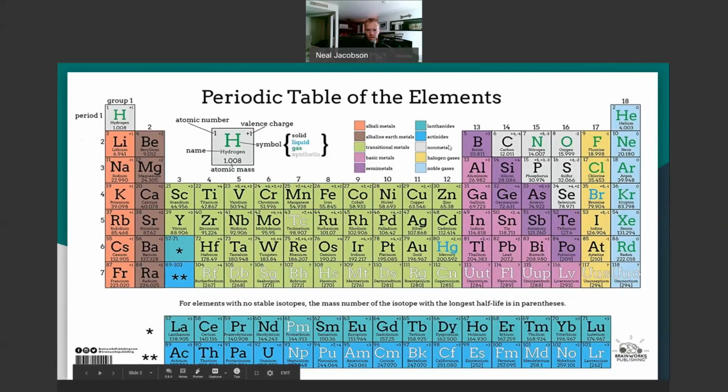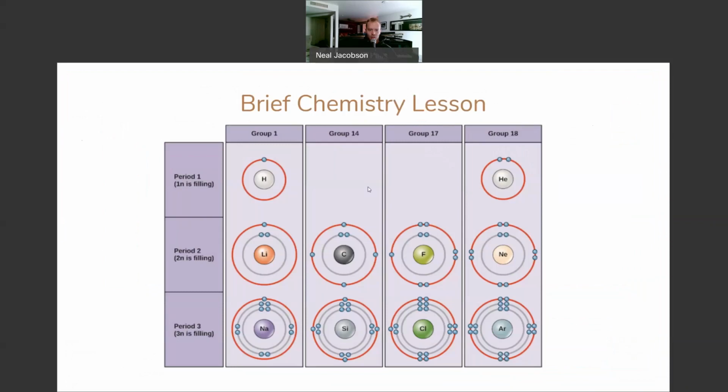Okay, if I can get there. There we go. So what we have here is a hydrogen atom on the left and a helium atom on the right. And on the left side of the chart here, we have period 1, period 2, period 3.